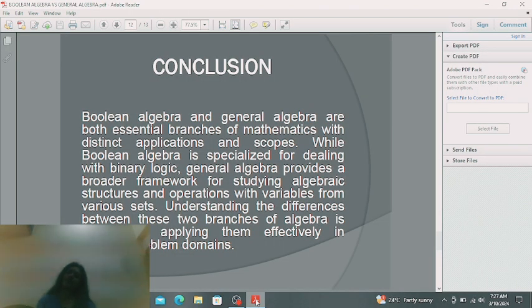So now I would like to conclude by saying that Boolean algebra as well as general algebra are both essential branches of mathematics which have distinct applications and scopes. While Boolean algebra is specialized for dealing with binary logic, general algebra is used as a broader framework for studying algebraic structures and operations with variables from various sets. Understanding the difference between these two branches of algebra is very crucial for applying them effectively in different problems.